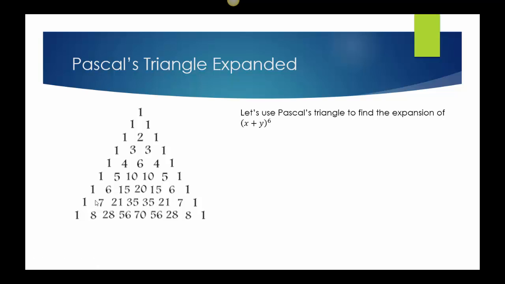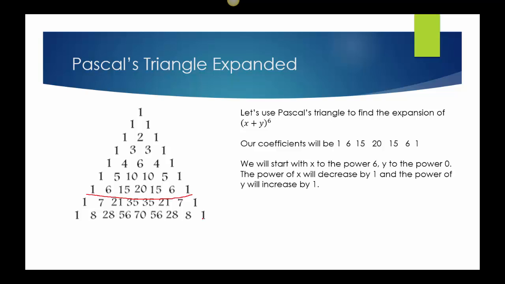So let's use Pascal's triangle, and let's find the expansion of (x + y) to the 6th. And let me just kind of highlight this for you so you can see which one we're using. I'm using this row right here. So here's our coefficients, 1, 6, 15, 20, 15, 6, and 1. Right. I also want you to look that when we're starting this, we're going to start with x raised to the 6th, y to the 0. X is going to go down, so I'm going to have x to the 6th, x to the 5th, x to the 4th, 3, 2, 1, 0, and then y is going to do the opposite. It'll start at 0, and it'll slowly increase, 1, 2, 3, 4, 5, and 6.